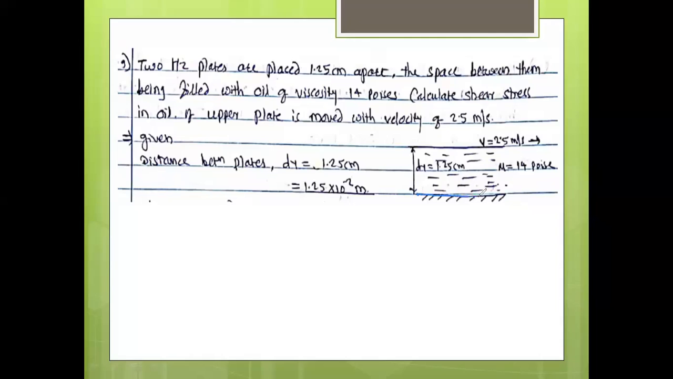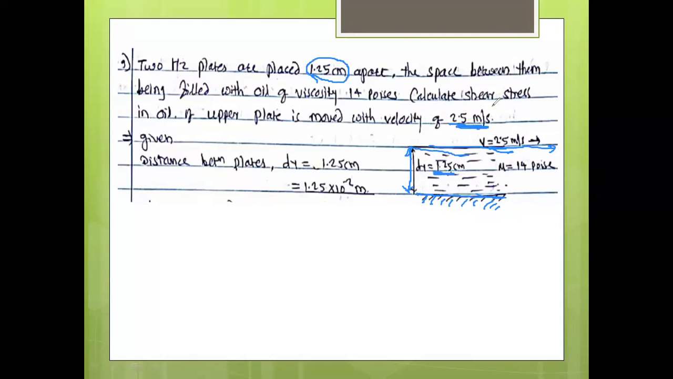Okay, there is one plate here which is stationary. And there is another plate, the second plate, which is in motion, moving with a velocity of 2.5 meter per second. This is the velocity of this plate. These two plates are separated by a distance of 1.25 centimeter.